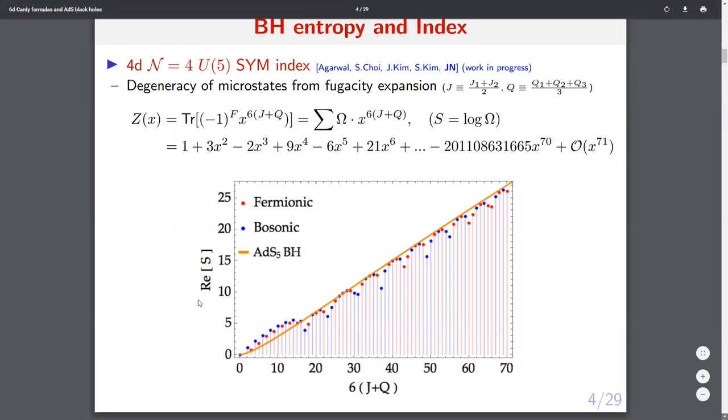In this plot, I plotted the real part of the entropy as a function of charges, and the red and blue dots are the entropy captured from the super Yang-Mills theory index. Here I overlap the Bekenstein-Hawking entropy of the dual AdS5 black hole as an orange line. And surprisingly, the index entropy is almost the same as the true Bekenstein-Hawking entropy of the dual BPS black hole.